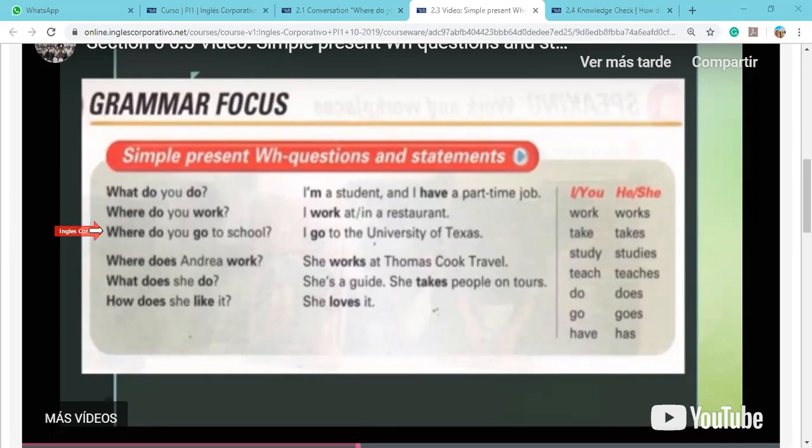Next. Where do you go to school? I go to the University of Texas. Where does Andrea work? She works at Thomas Cook Travel. What does she do? She's a guide. She takes people on tours.